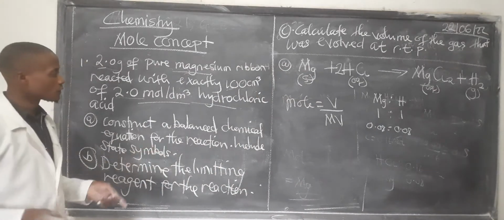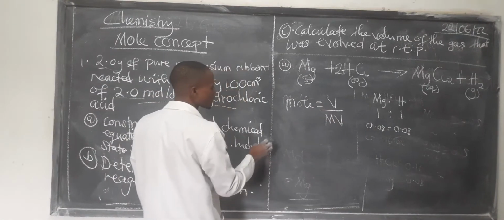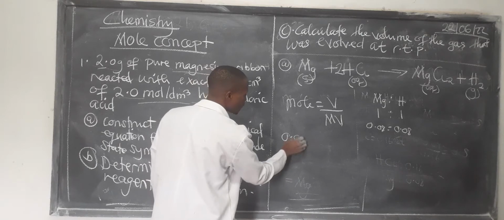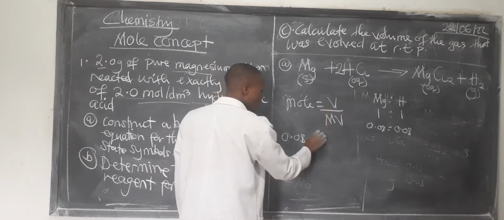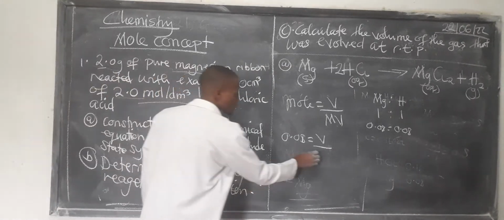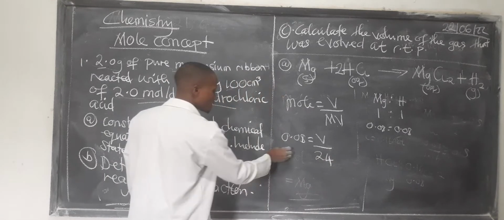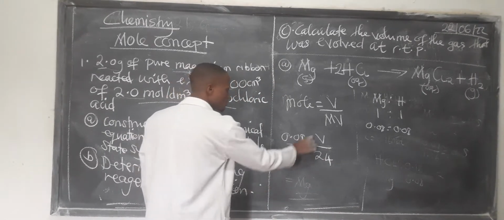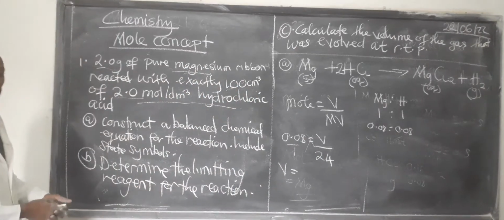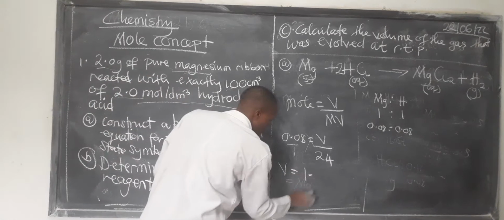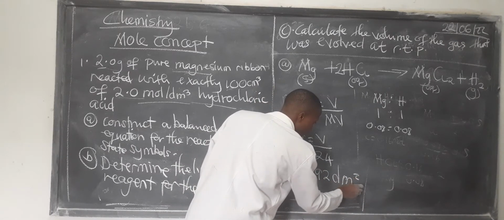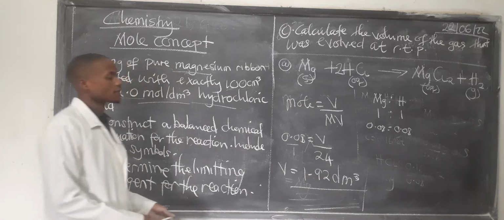You get that, right? So we say number of moles of the gas, which is 0.08, is equal to volume of the gas, the one we want, over the molar volume at room temperature and pressure, which is 24. So you write this as a fraction for easy multiplication and cross multiply. Your volume of the gas is equal to 0.08 times 24, which is 1.92 decimeter cubed. So that is the volume of the gas at room temperature and pressure.